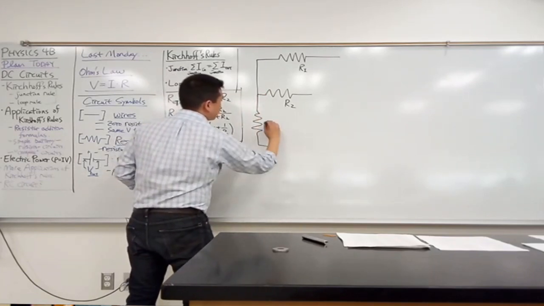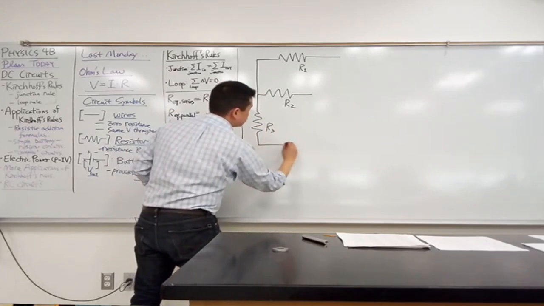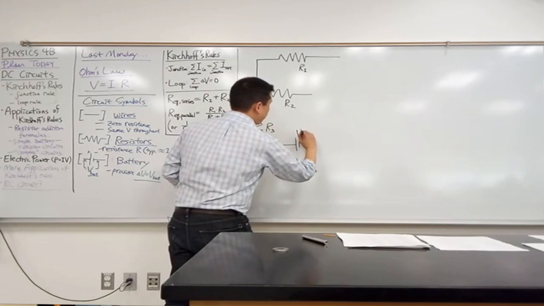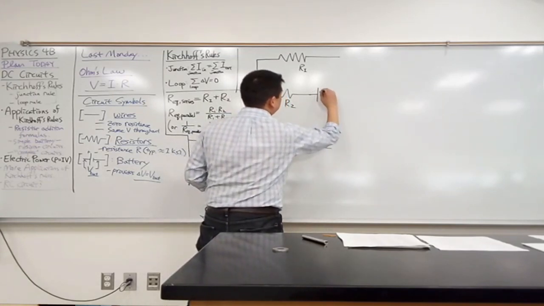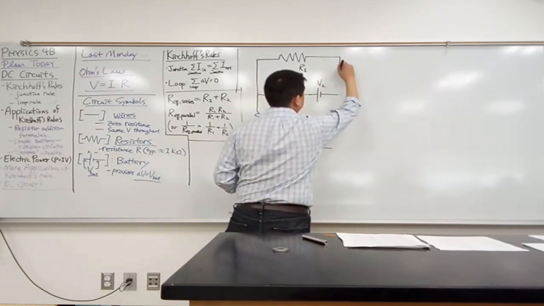Let me label this R3. And there are 2 batteries. Let me call this V1. And I'm going to say there's another battery here, V2, and not give you the current.